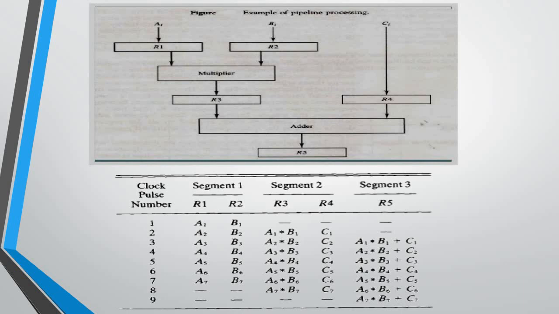In the 8th clock cycle, there is no data in segment 1. Likewise, in the 9th clock cycle, there is no data in segment 1 and segment 2. Segment 3 holds the last data, manipulated as A7 into B7 plus C7. So finally, we complete it in 9 clock pulses, for 21 operations. Parallel processing means we minimize the computational time.